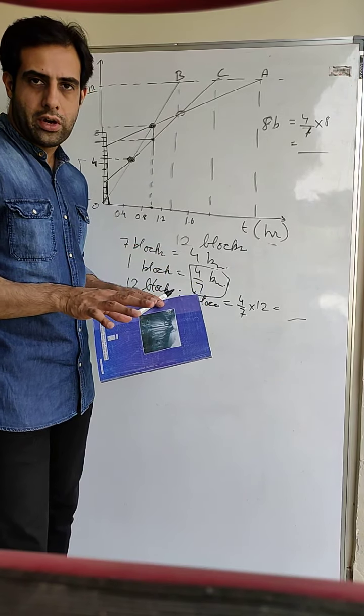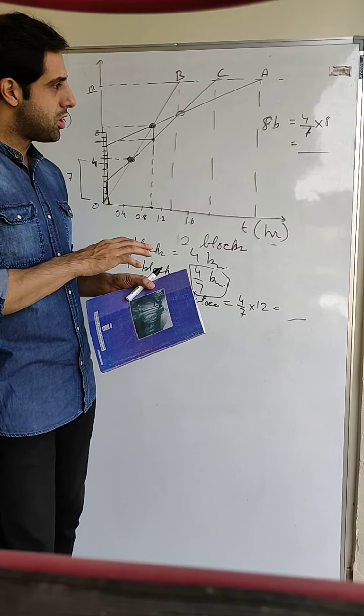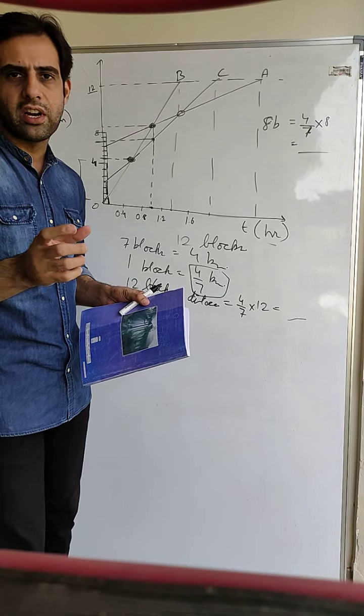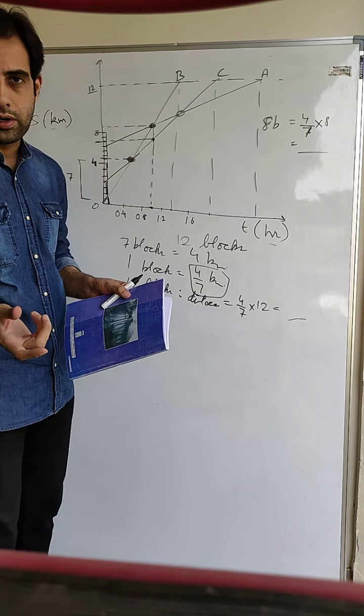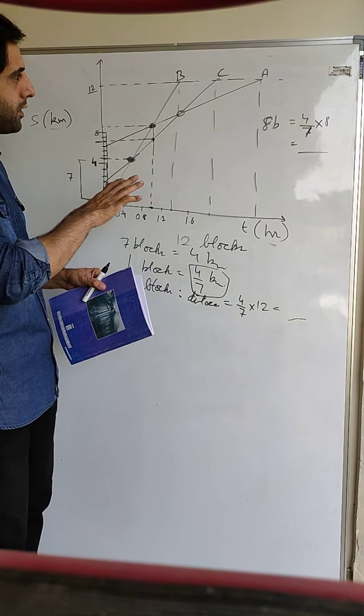So this is a graph given in your NCERT book. It is question number 6. It is a little bit difficult to understand because the divisions are not very clear. So I try to simplify it first.